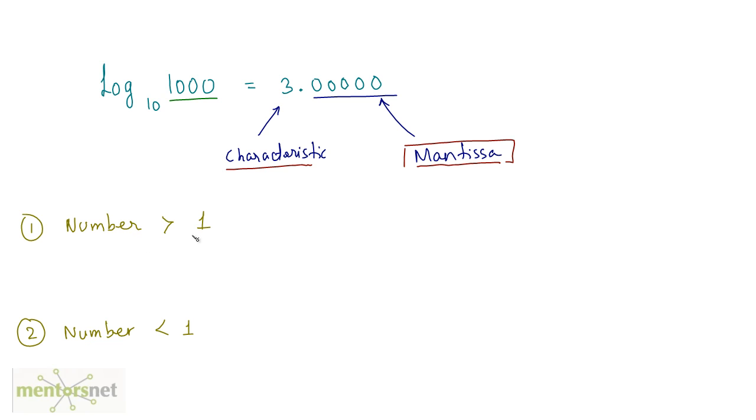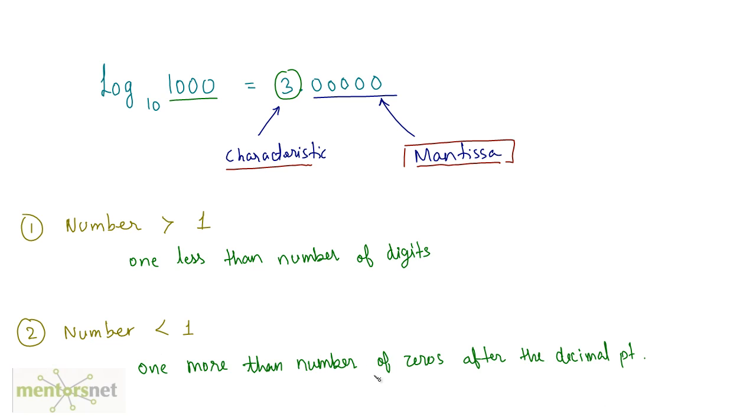When the number is greater than 1, the characteristic is 1 less than the number of digits in that number. The number of digits in 1000 is 4, and hence its characteristic is 4 minus 1, and that's 3. When this number is less than 1, then it's a little bit different story. The characteristic is 1 more than the number of zeros after the decimal point.